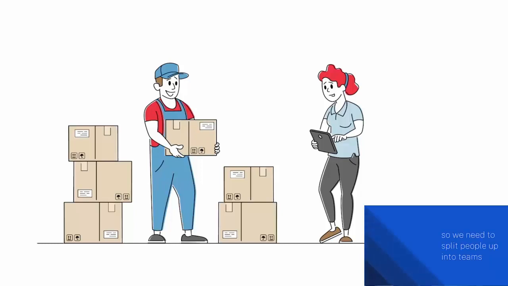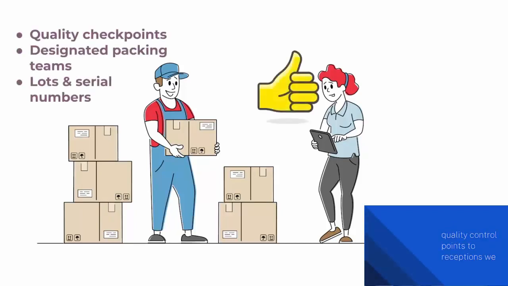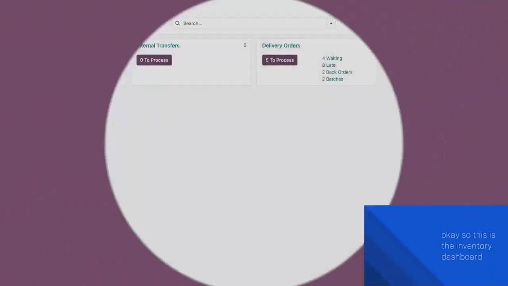There's too many packages to receive now. So we need to split people up into teams, the put-away team and the receiving team. That's what we've decided. So in this video, I'll show some additional features to tailor Odoo's basic operations to meet your business's needs. Now we can add quality control points to receptions. We can set picking and packing operations. And we can improve the way we track products using lots and serial numbers. So I am ready. Let's hop into our database and take a look at the ways we can improve.